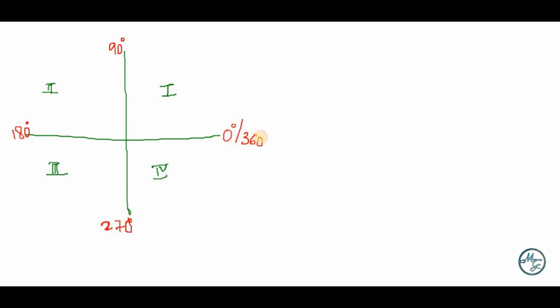Now this was in terms of degrees. Now let us write in terms of radians. Pi by 2, pi, 3 pi by 2, 0 or 2 pi.